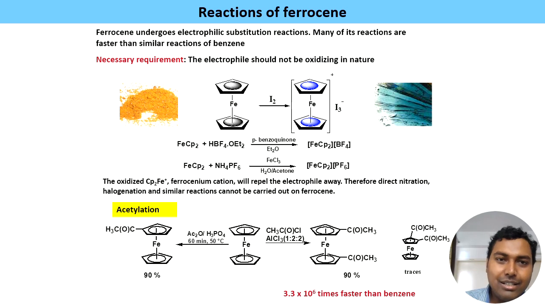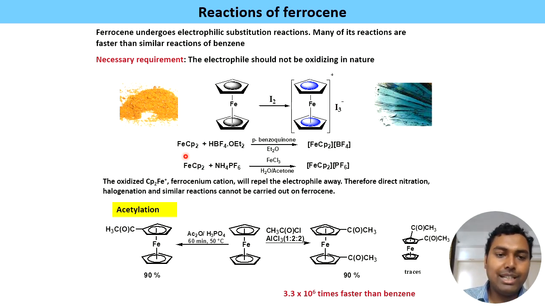In the first slide, I informed you that ferrocene is a very stable compound, since it satisfies the 18 electron rule, but still we can do some reactions with ferrocene. Ferrocene can undergo electrophilic substitution reactions, and many of its reactions are faster than the similar reactions of benzene. Here we can see that ferrocene can be oxidized in the presence of iodine, and we can generate the ferrocenium cation, and I2 can form I3, which attaches to it to give a salt.